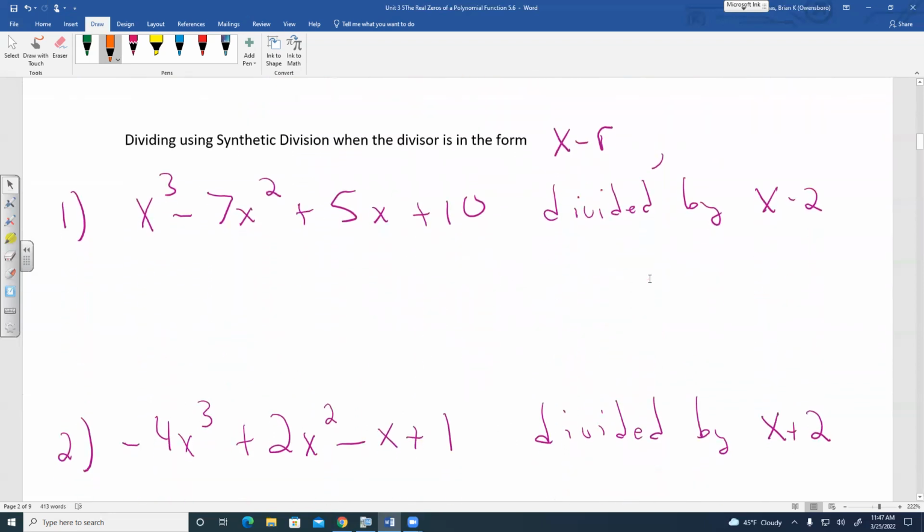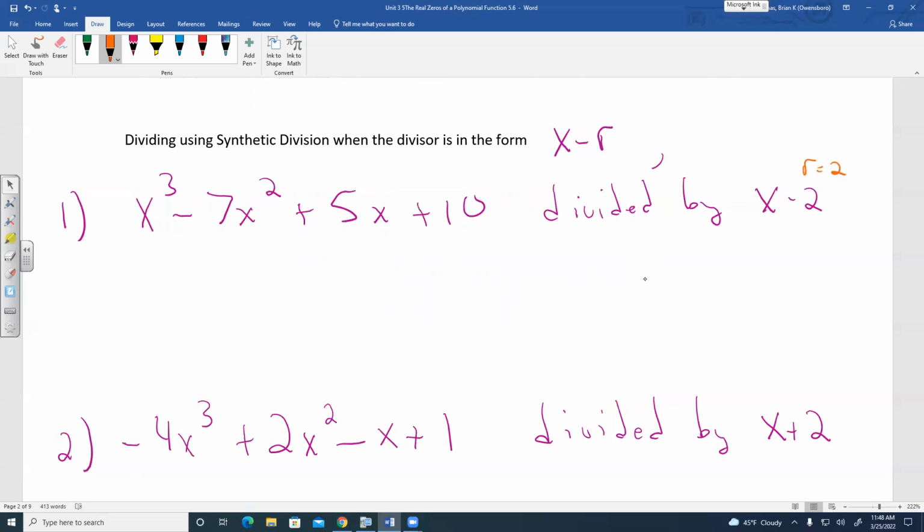Something else they created is what's called synthetic division, or what we call artificial division, if you will. But the synthetic division we're going to look at is in the form of x minus r. So when the divisor is x minus r. So if I have x cubed minus 7x squared plus 5x plus 10, and we're dividing by x minus 2, notice that my r is actually a 2.